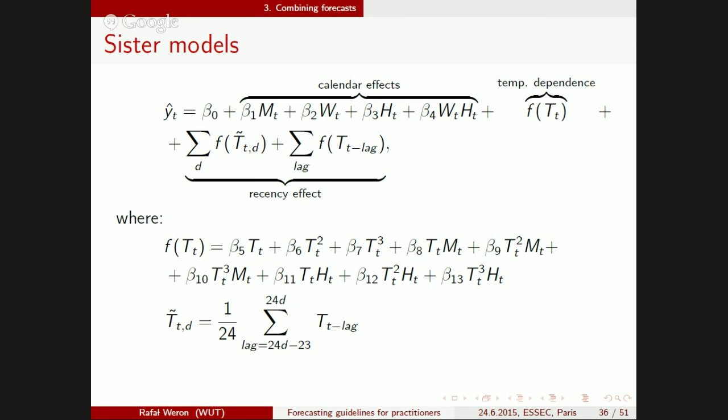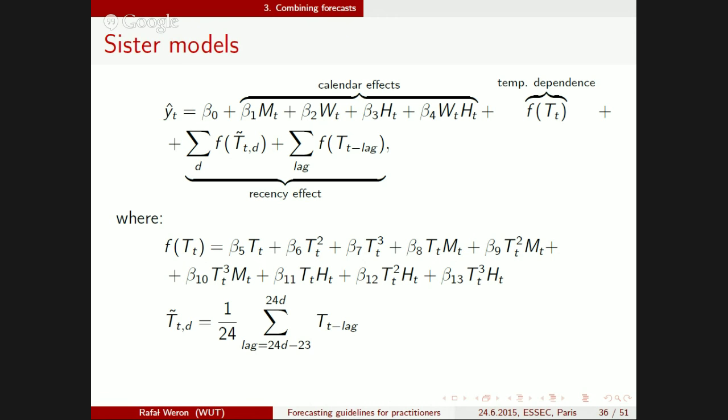If you look at the model in more detail, it takes some calendar effects, so month, week, hour dependencies, and temperature dependence, which is a kind of complicated function that may also depend on different hours and times of the year. Then some recency effect, the lagged temperature, the temperature in the previous days, is taken into account. So this is a huge regression model with many parameters, and now we use slightly different data sets for calibration.